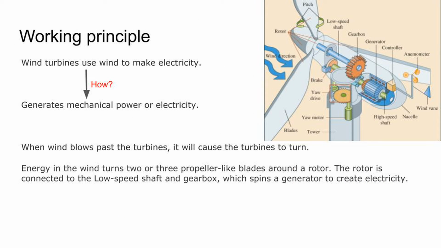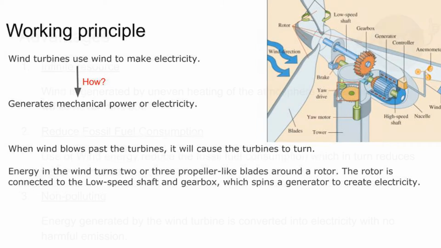So how does wind energy work? When wind blows past, the turbines will spin. This spins the gears in the turbine, which is connected to a generator. When the generator is spun, electricity is produced.